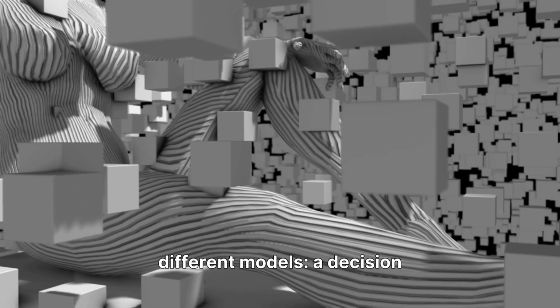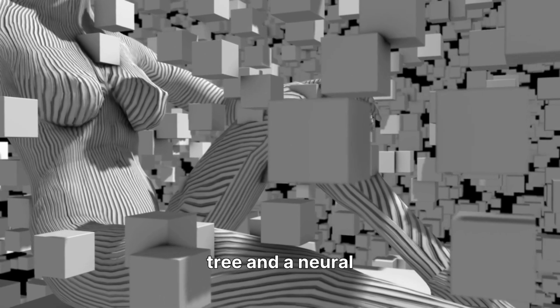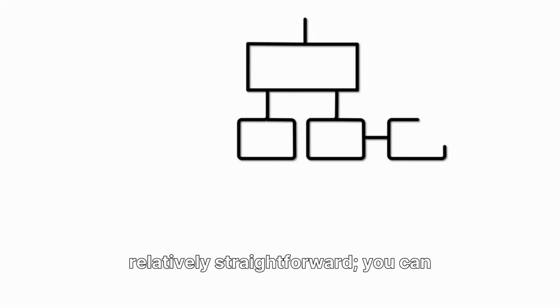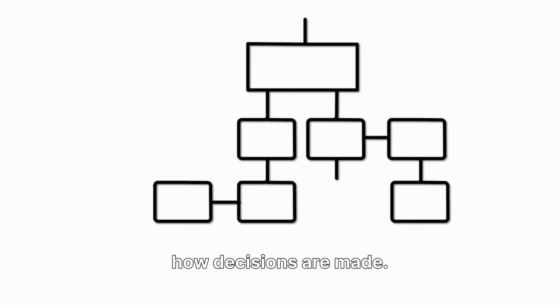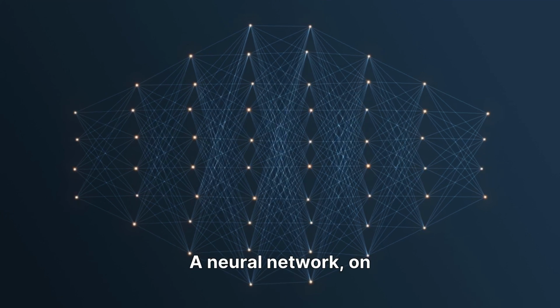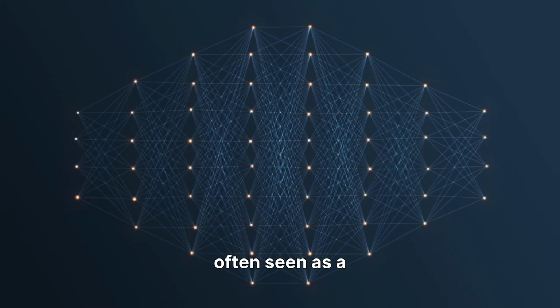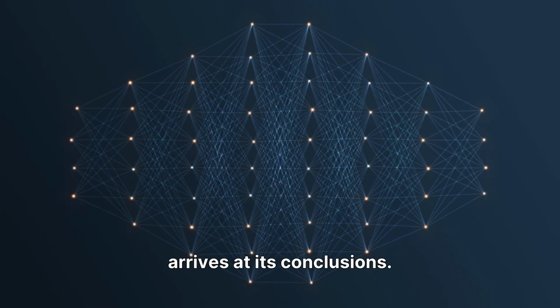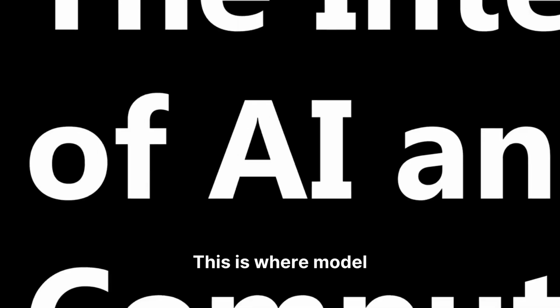Imagine you have two different models, a decision tree and a neural network. A decision tree is relatively straightforward. You can visualize it and see how decisions are made. A neural network, on the other hand, is often seen as a black box. It's more challenging to understand how it arrives at its conclusions. This is where model-agnostic methods shine.